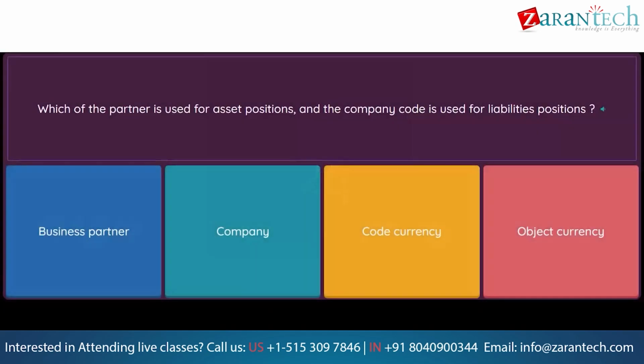Question, which of the partner is used for asset positions, and the company code is used for liabilities positions? Option 1, Business partner. Option 2, Company. Option 3, Code currency. Option 4, Object currency.